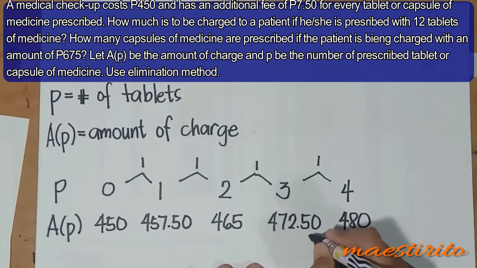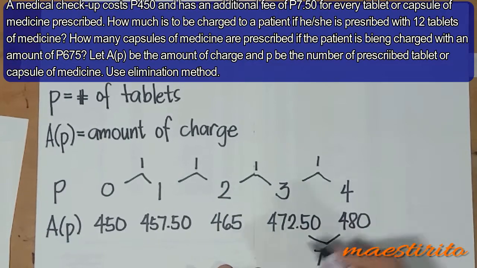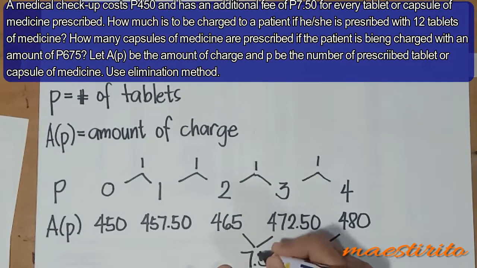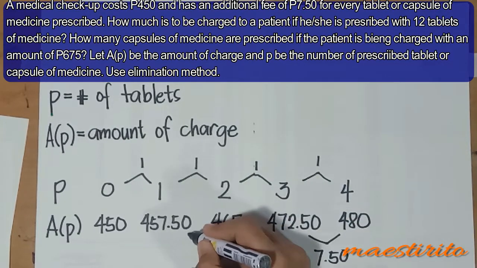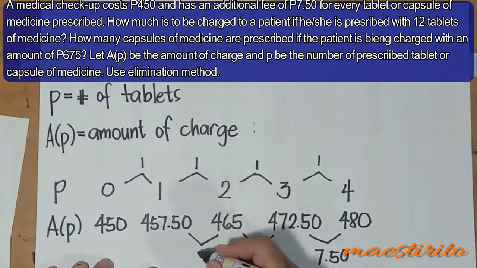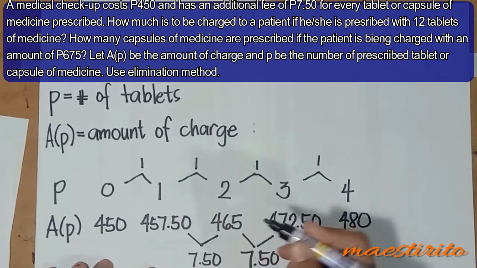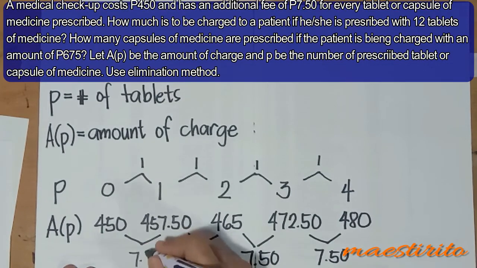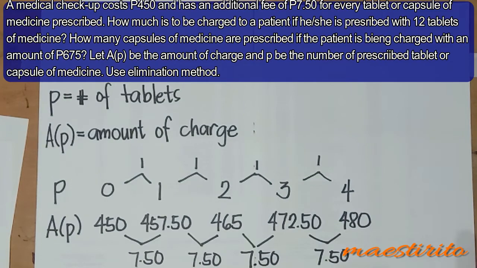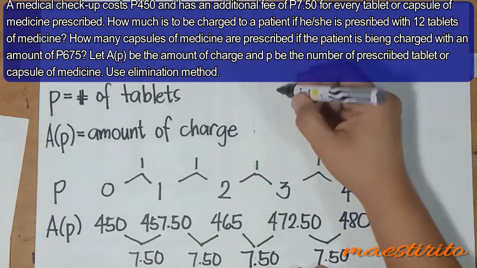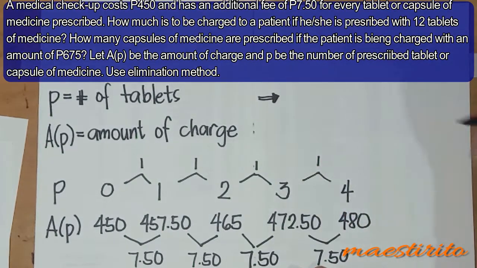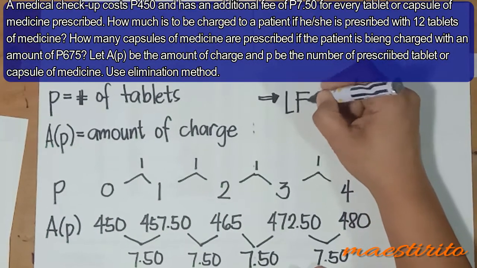So 480 minus 472.50 gives us 7.50. 472.50 minus 465 gives us 7.50 as well. 465 minus 457.50, still 7.50. 457.50 minus 450, and still 7.50. Therefore, we can now conclude that this table of values is of a linear function.